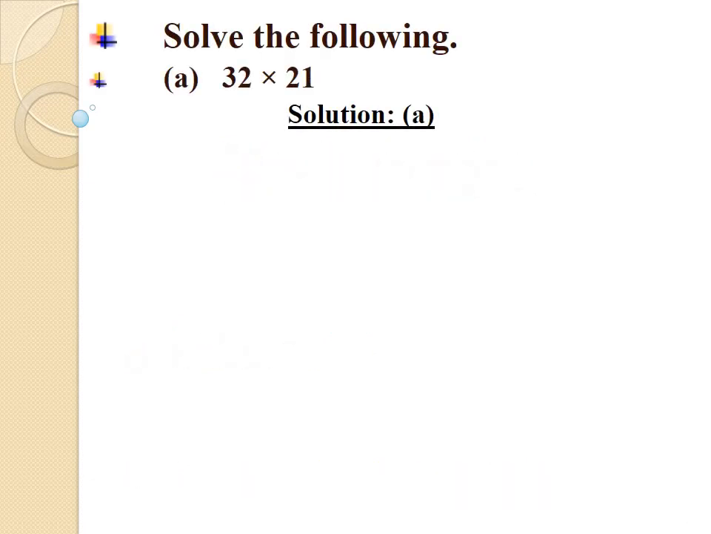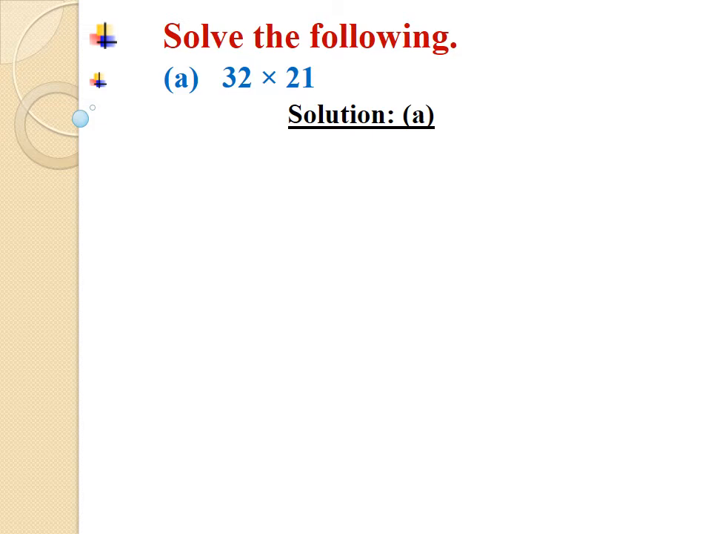Question number 1. Solve the following. Sum A. 32 multiplied by 21. Students, before solving the sums, let us quickly review what you have learned earlier.